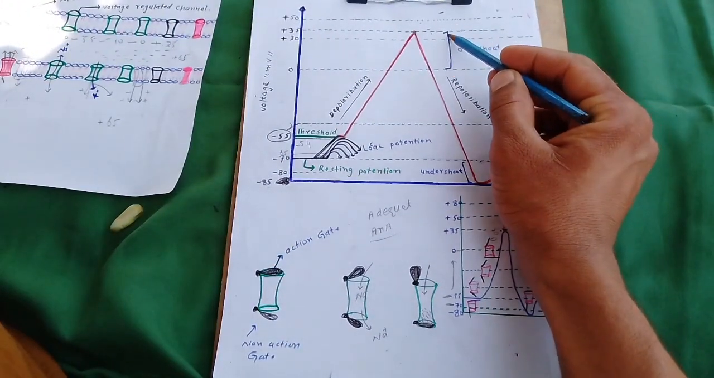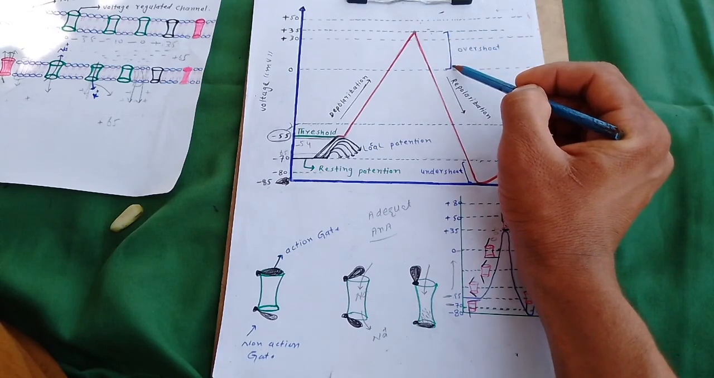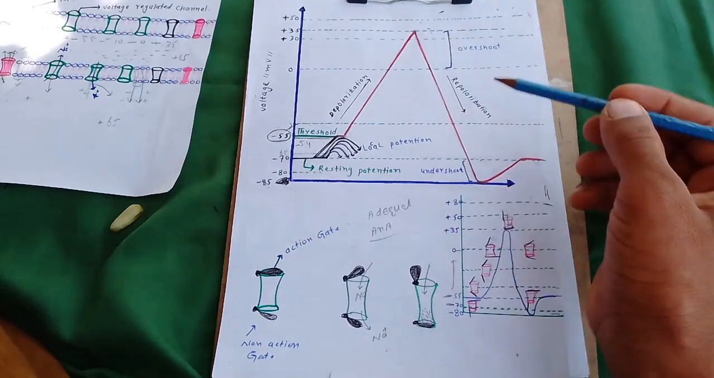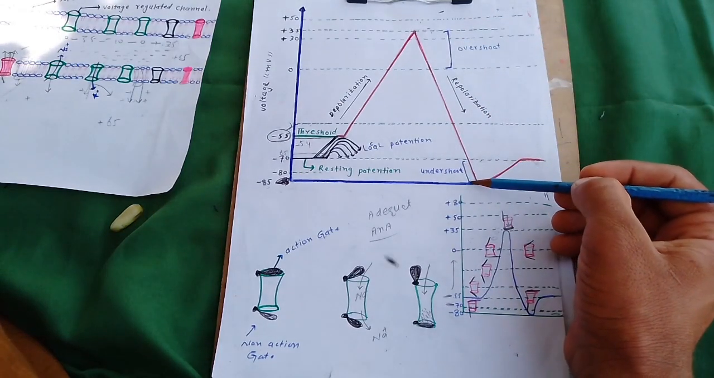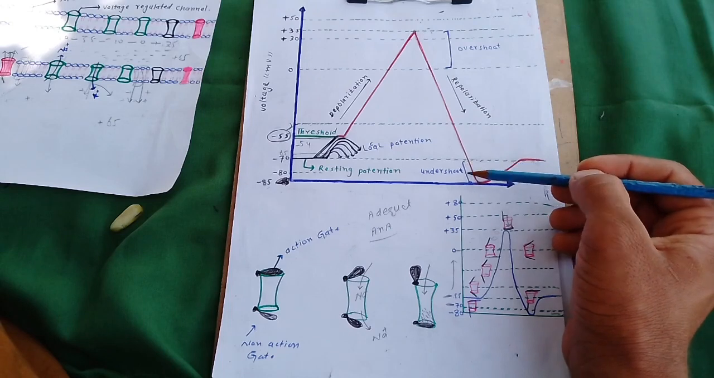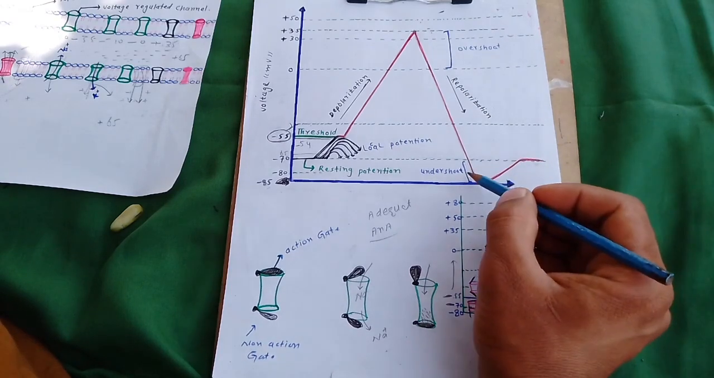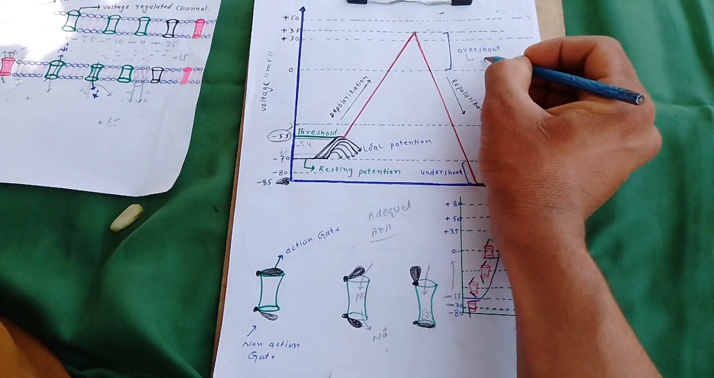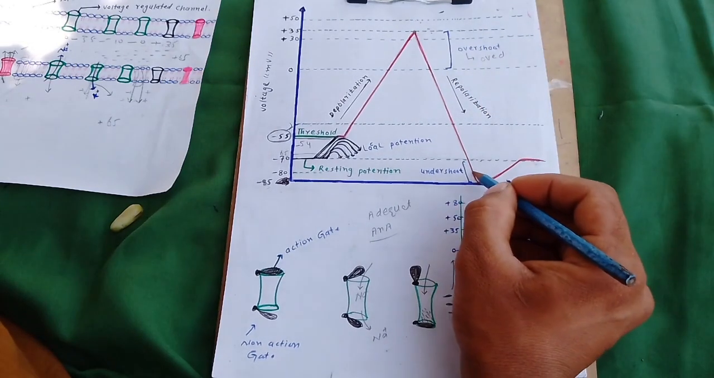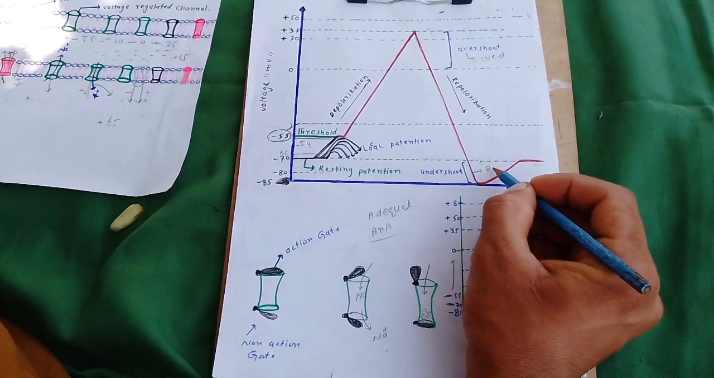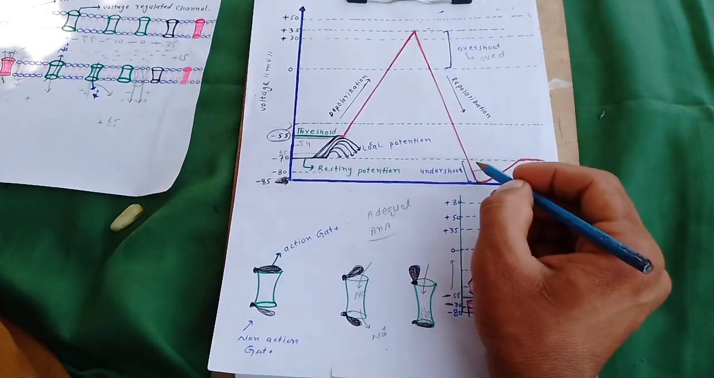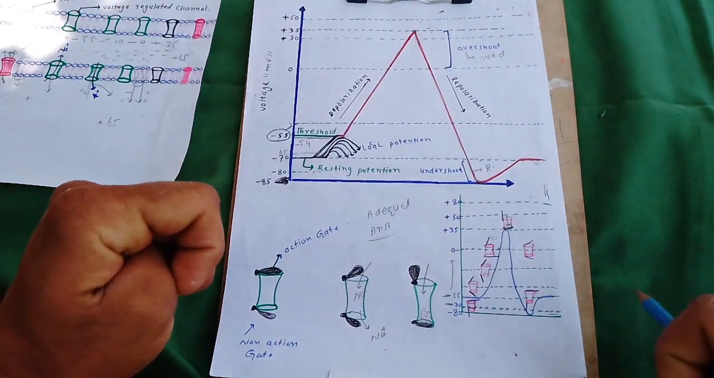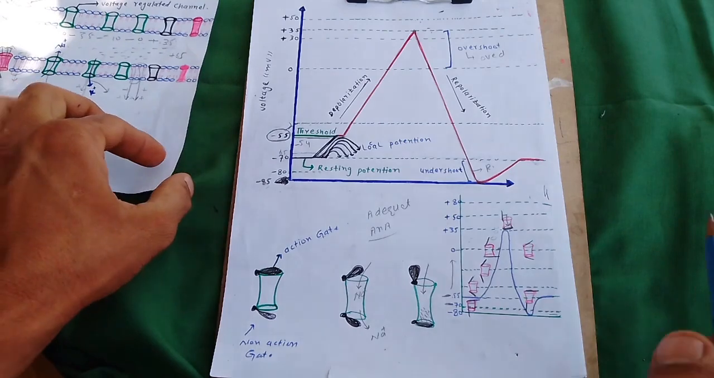From 0 point up to this point, this is called overshoot, because a large number of sodium go inward. While this area from 85 to minus 70 is called undershoot, because there occurs over repolarization. Here is the repolarization, but there is the over repolarization. Okay, so this is all about the action potential.